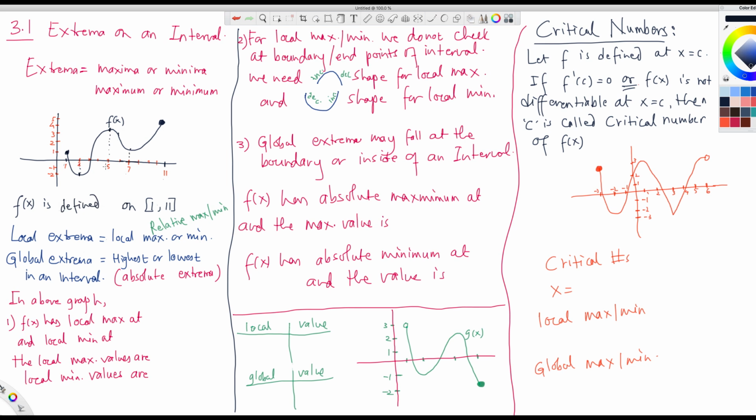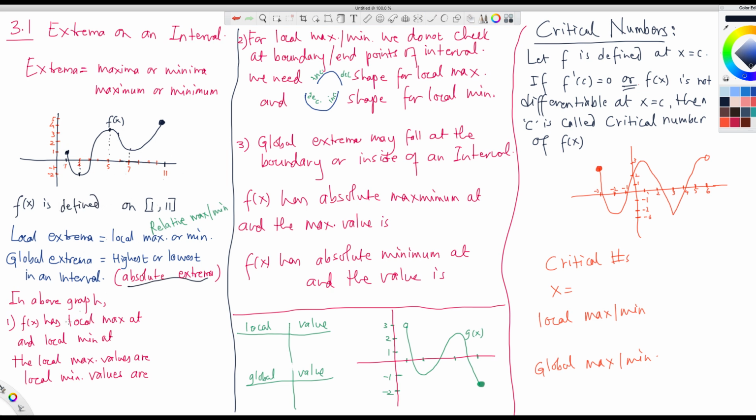For the global, we also say absolute. Absolute max or absolute min means global max or global min. Relative max or relative min means local max or local min. Again, local max or local min is observed only around a point. Global max or global min is observed over all the points in that interval.